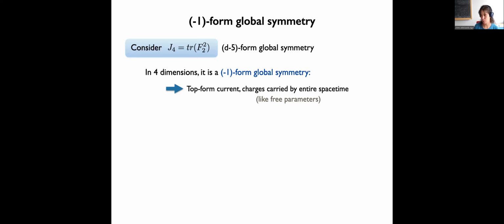And this is something I find very interesting because these -1 form global symmetries are present all the time in string theory, actually. They correspond to having some top form current, and if you have a -1 form symmetry, it's like having some free parameter that labels your vacuum. So now for a -1 form symmetry, the charge is going to be carried not by some p-brane, but by the entire space-time. So it's like a label for the vacuum. And the absence of -1 form symmetry is equivalent to the statement that there are no free parameters. So the typical law that there are no free parameters in string theory, you can rephrase it as requiring the absence of -1 form global symmetries.